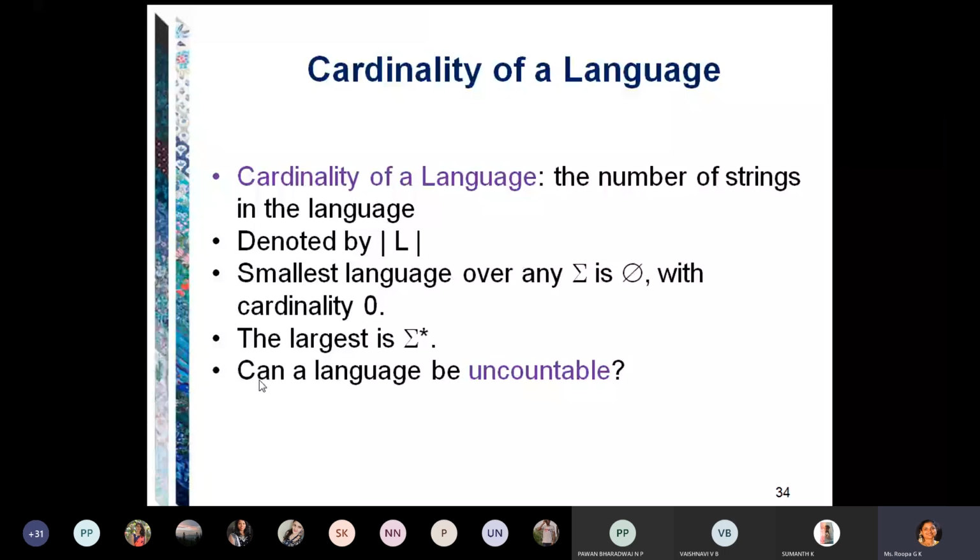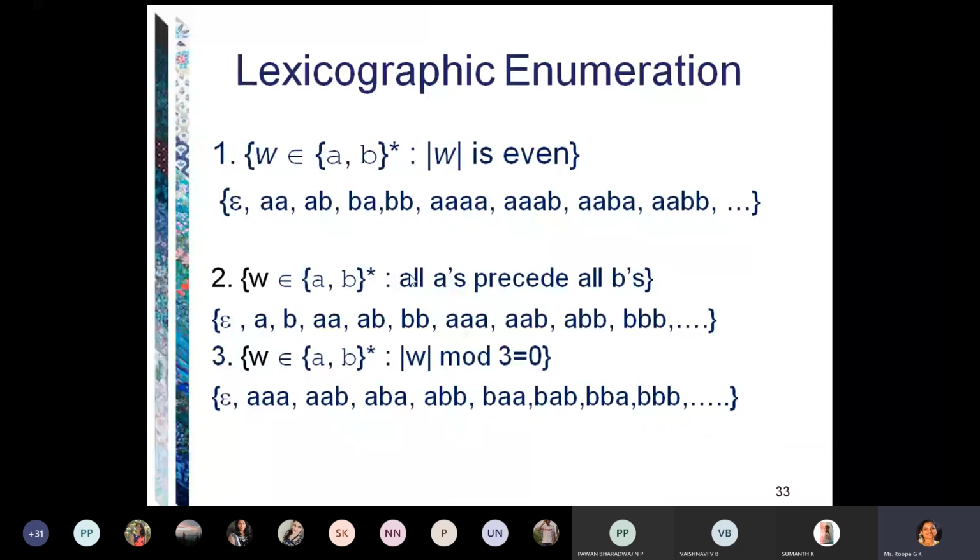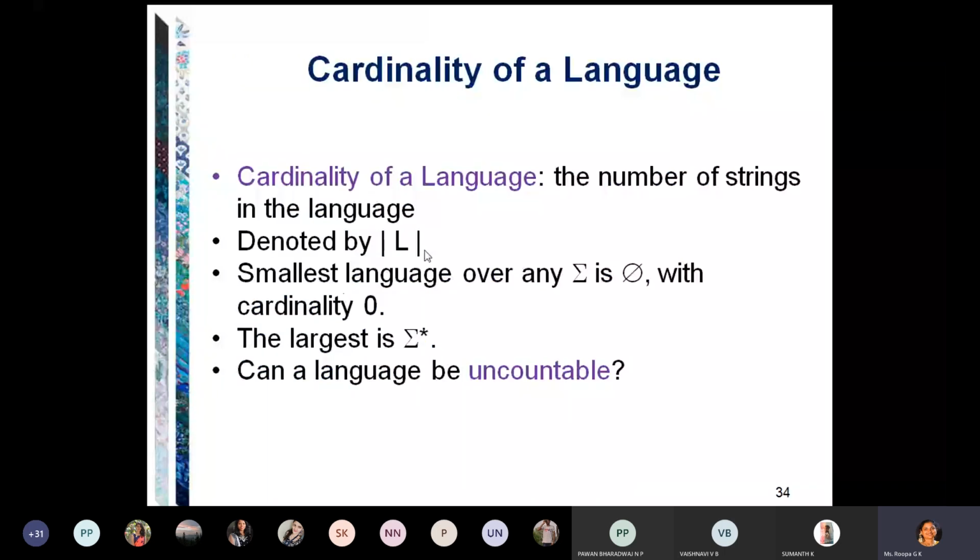Here, for example, what is the cardinality of the language L1? Please don't consider this dot dot, only this one. What is the cardinality? 1, 2, 3, 4, 5, 6, 7, 8, and 9. That is the cardinality. It is denoted by |L|, parallel lines.